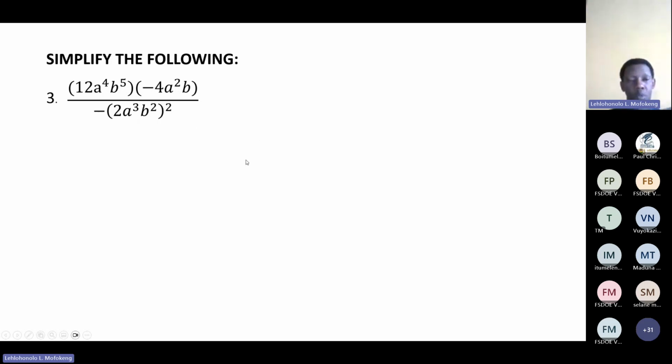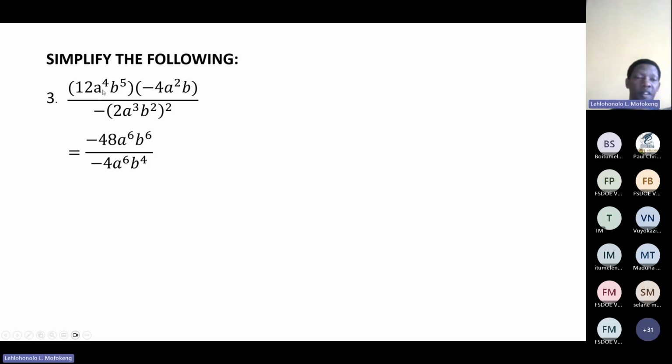All right, so let's get started. We have 12, which is multiplied by, in fact, we have negative, positive multiplied by negative, it will give us negative. We have 12 multiplied by 4, it will give us 48.